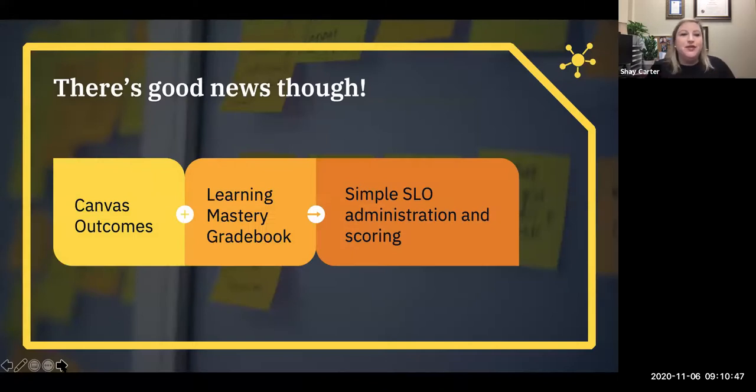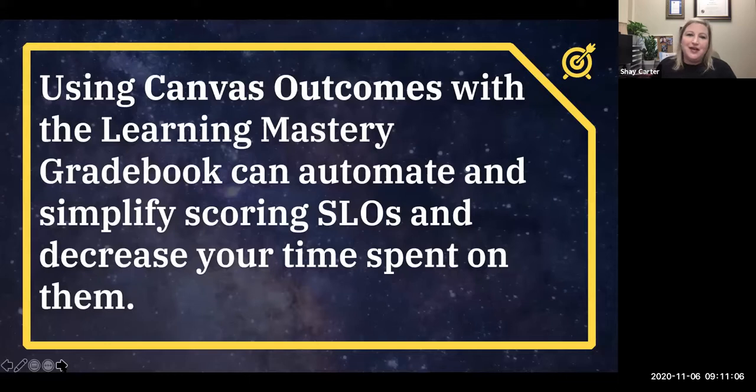Okay, so there's good news. If we use Canvas outcomes plus the Learning Mastery Gradebook, these two tools make it very powerful, and it's very easy for us to simply administer SLOs and score them pretty easily. Using Canvas outcomes with the Learning Mastery Gradebook can automate and simplify scoring SLOs and decrease your time spent on them.